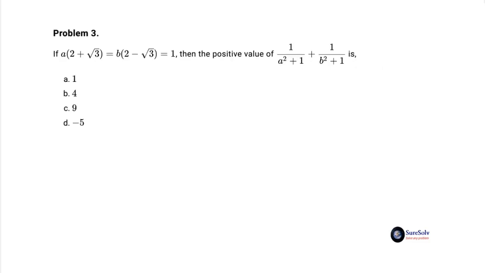Question 3 is, if a times (2 plus root 3) equal to b times (2 minus root 3) equal to 1, then the positive value of 1 by (a square plus 1) plus 1 by (b square plus 1) is: option A 1, option B 4, option C 9 and option D minus 5.